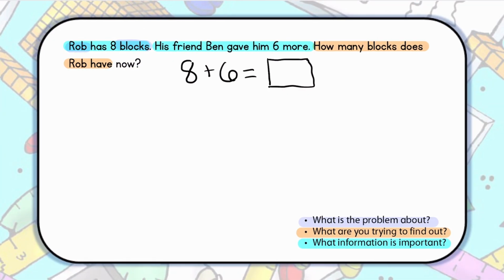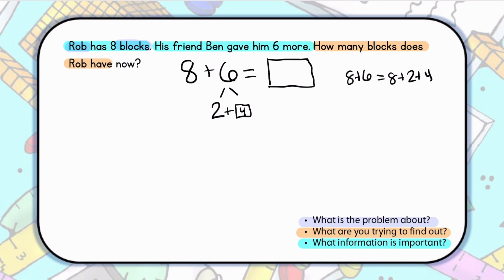So I can break 6 up. I'm going to break 6 up into 2. And I gotta think here. If I have 6 and I break it up into 2, what's that missing number going to be? That means 2 plus unknown is going to be 6. Well, you got it. 4. So 2 plus 4 is 6. So 8 plus 6 is equal to 8 plus 2 plus 4.